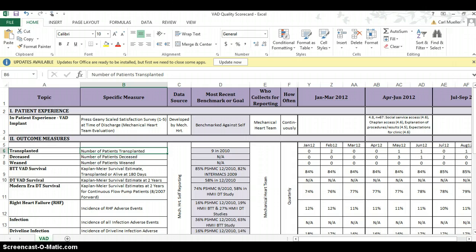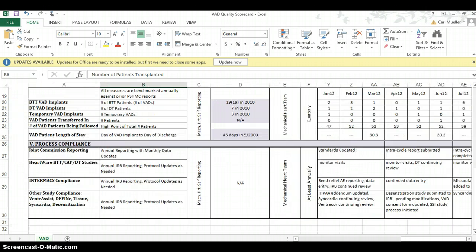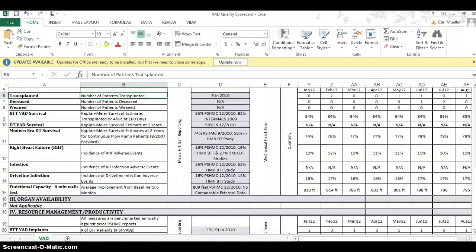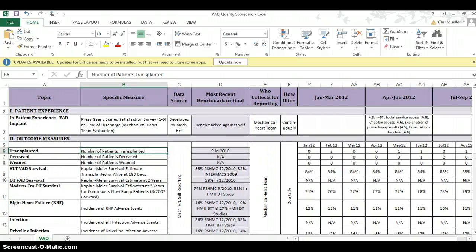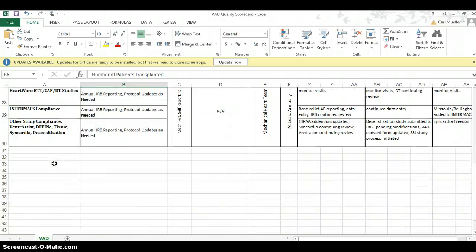It allows you to create high level comparisons, but it also allows it to be updatable, so it could be iterative. Usually with dashboards you have a date, updated as of a certain year, March 2013 or whatnot. But in this case, what we're looking at is a dashboard that talks about patient experience, outcome measures, and then as you scroll down here: organ availability, resource productivity, process compliance.